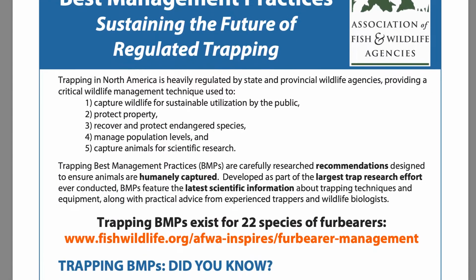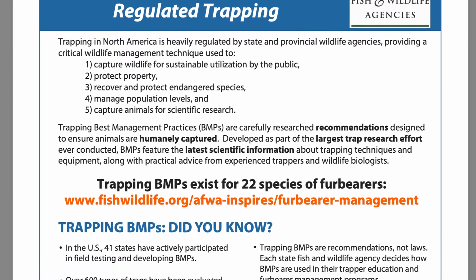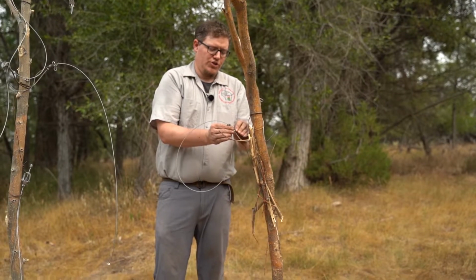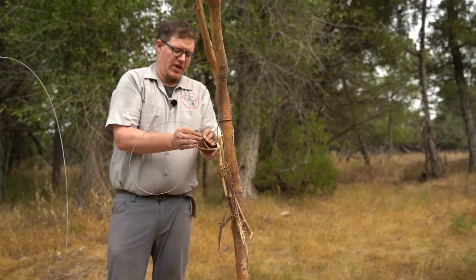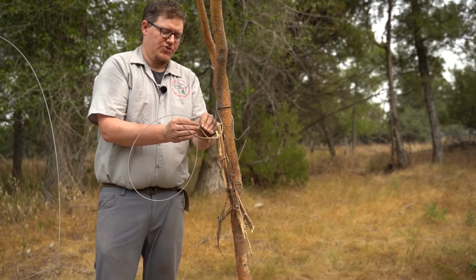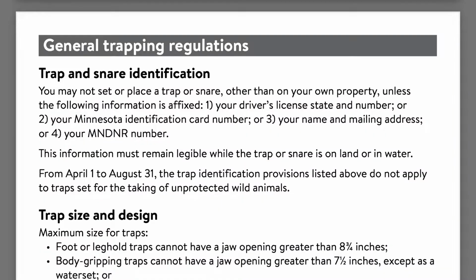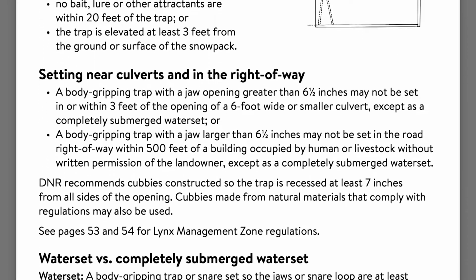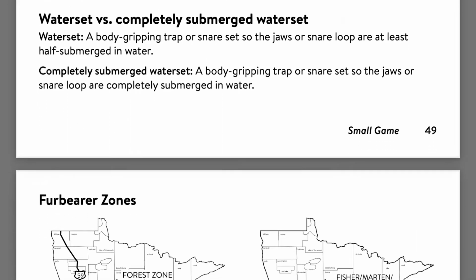We encourage you to select devices that meet BMP standards. Always check state and local trapping regulations before setting any trap. Cable restraints are a very humane tool to capture animals, but may not be allowed in your area. The regulations may differ whether trapping in open water or under the ice. Read your regulations carefully and consult with a local conservation officer if you have any questions.